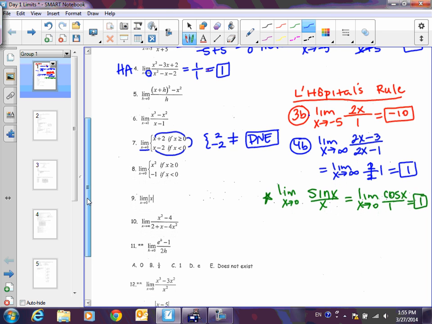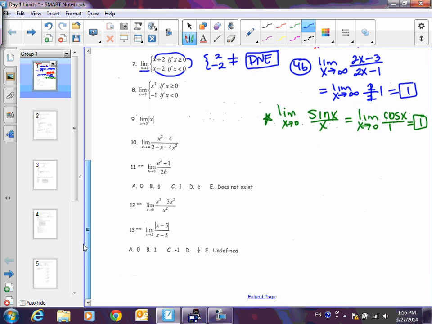Alright, let's look at number 11 now. So number 11 is our first calculator problem. I would like to approach this like how we've done the other problems, which is let's plug 0 in for h. So that would be e to the 0 minus 1 over 2 times 0. And what does that simplify to? 0 over 0.